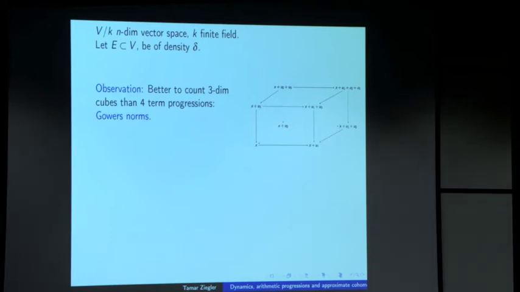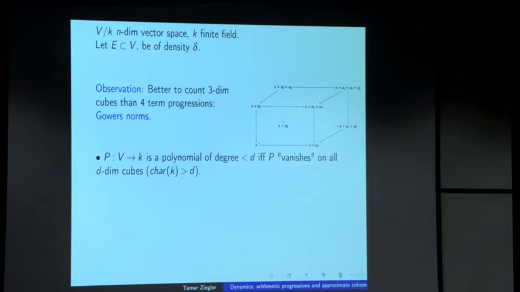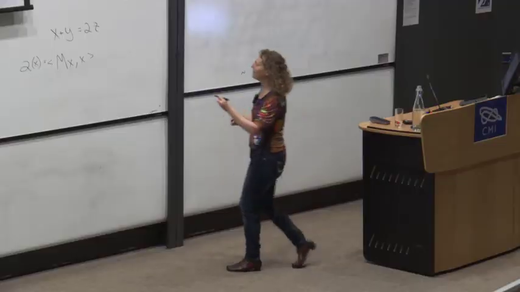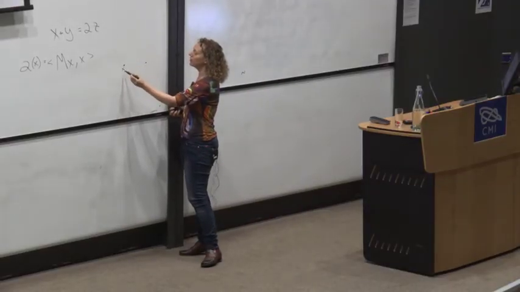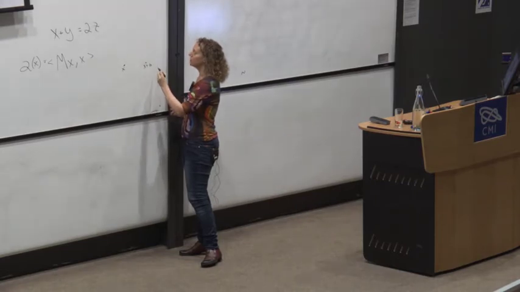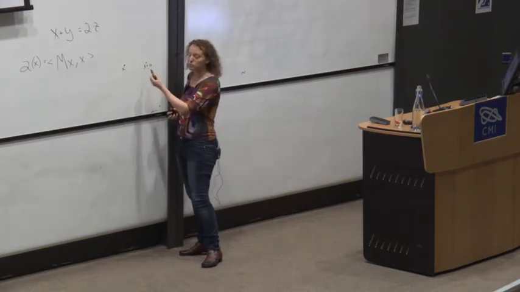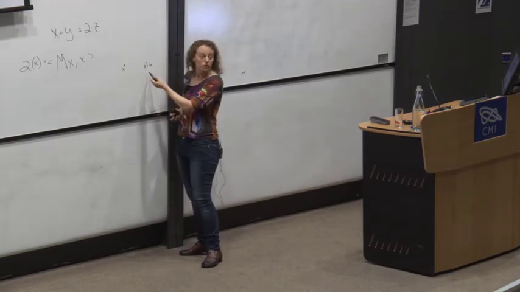And this is coupled with this observation: P is a polynomial of degree smaller than d on V if and only if it vanishes on all d-dimensional cubes. So maybe just an example. If I knew that it had a polynomial and I knew that it vanished on all edges, so on all one-dimensional cubes, this would mean that f of x is equal to, well, vanish.